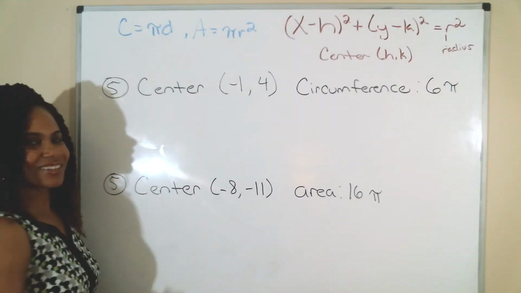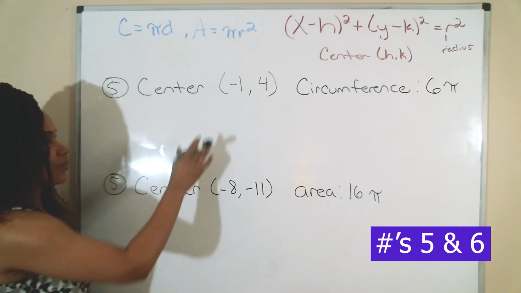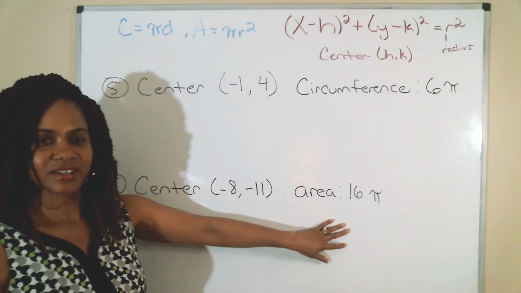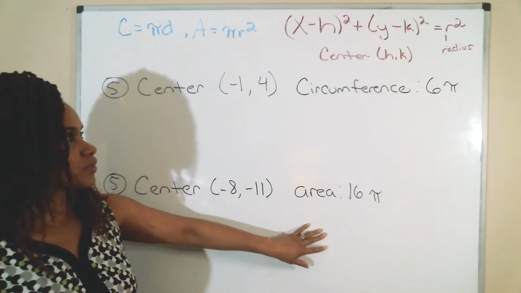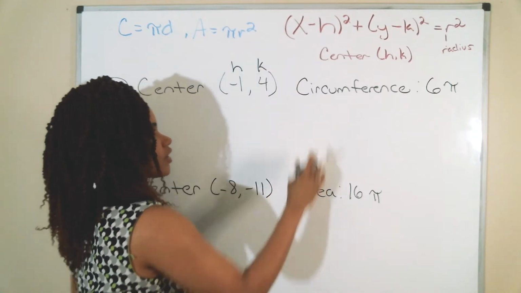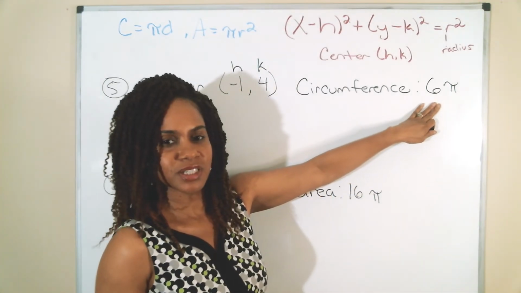All right, so let's take a look at these two examples here. Once again, we're given the center, but we're given the circumference and the area in each of these problems. So I'm going to label this again HK. So now for my circumference, I'm given that it is 6 pi.